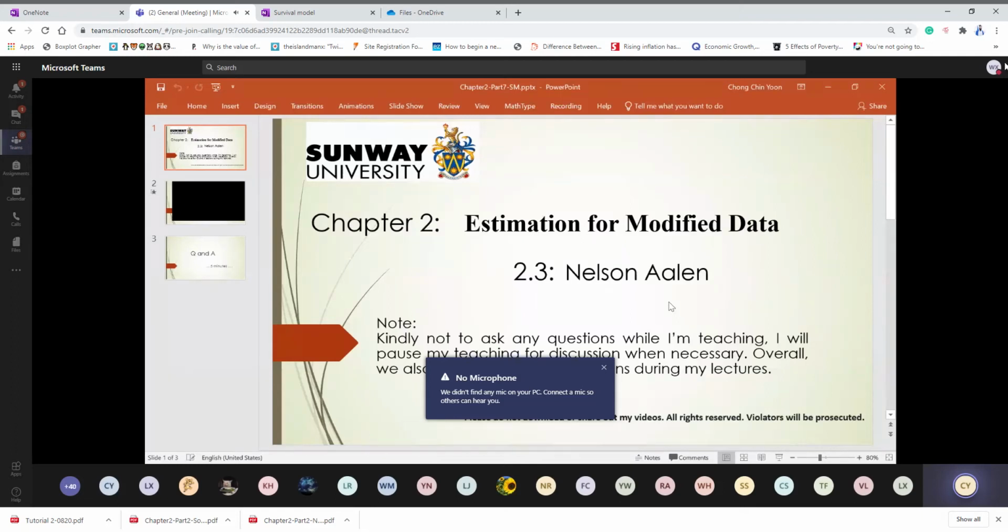Method for this Kaplan-Meier, that is the product limit estimator. And now let's continue to this Nelson-Aalen, similar to Kaplan-Meier. Okay, here we go.